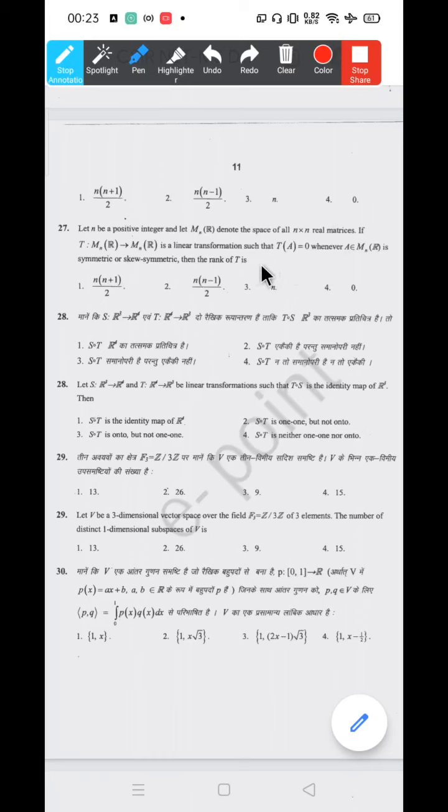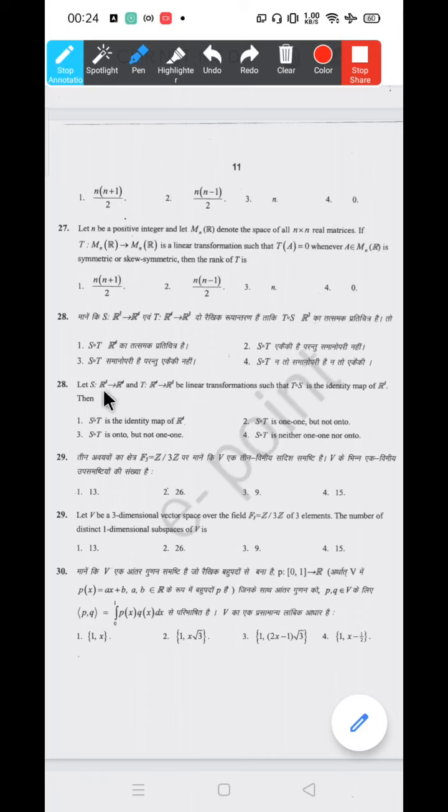So what is the rank of T? T of A is 0. Your T is only 0, so the linear transformation here will give a 0 matrix only. Option 4 must be the true one. Yes, the rank of T must be 0 only.